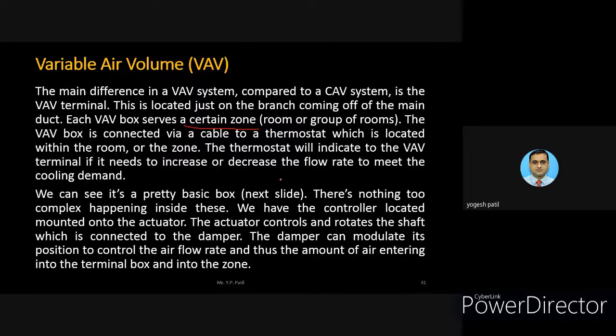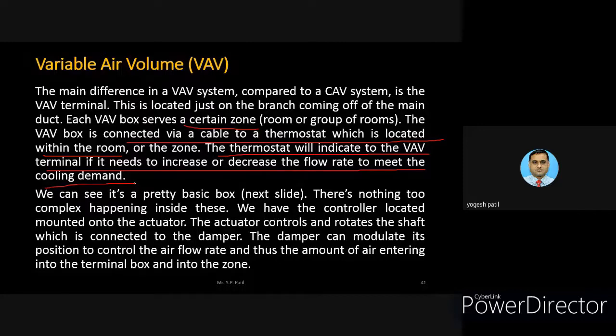The VAV box is connected via cables to the thermostat, which is located within the room. To measure the temperature of that particular room, the thermostat is connected, and the output of that thermostat is connected to the controller of the VAV box or zone. The thermostat will indicate to the VAV terminal if it needs to increase or decrease the flow rate to meet the cooling demands. This VAV will not change the supply temperature, but it will supply variable air volume.